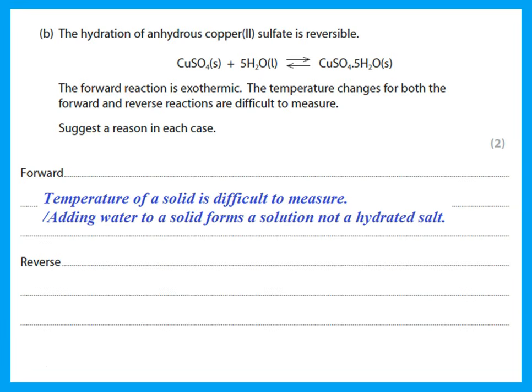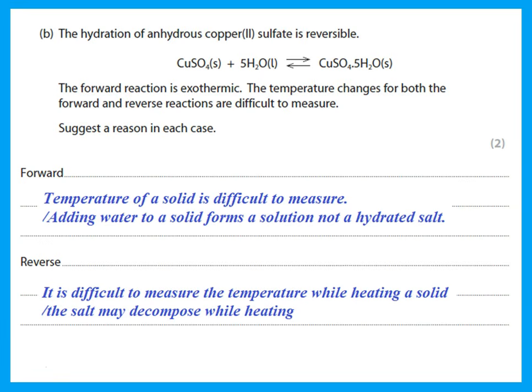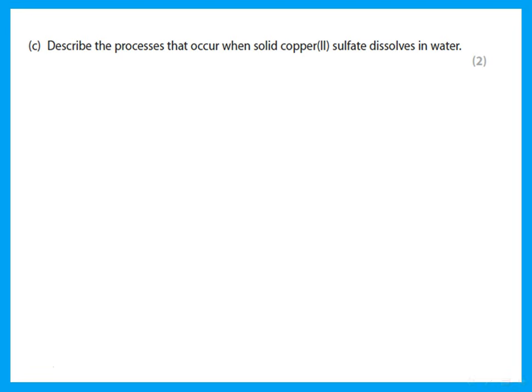Now, for the reverse reaction, it is still difficult to measure the temperature while heating a solid. And if I heat the copper sulfate 5 water solid, it doesn't simply change into copper sulfate solid plus 5 water. It would decompose more, and that means I'm not really measuring the correct temperature change. So this cannot be done directly.